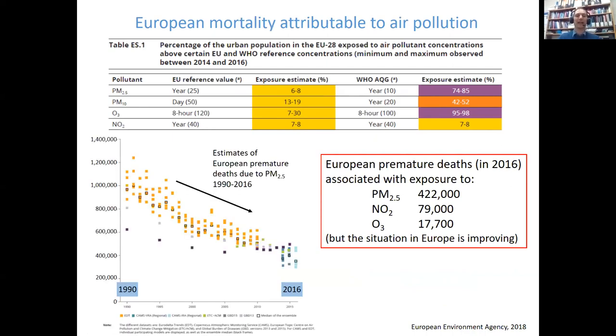And we can see that in this trend graph here, which is the estimates of the total premature deaths due to particulate matter in Europe over the last 25 years or so. And over that 25-year period, it's estimated that the attributable deaths have gone down by a factor of 2.